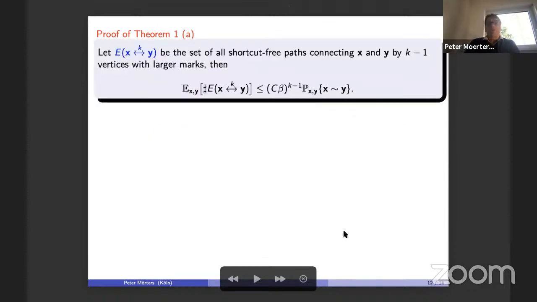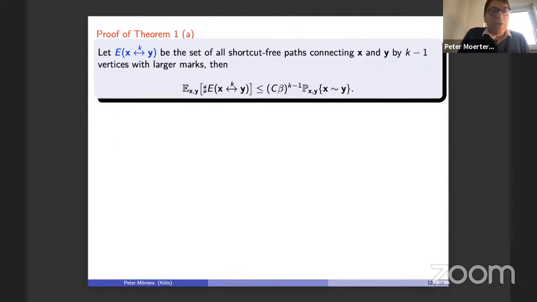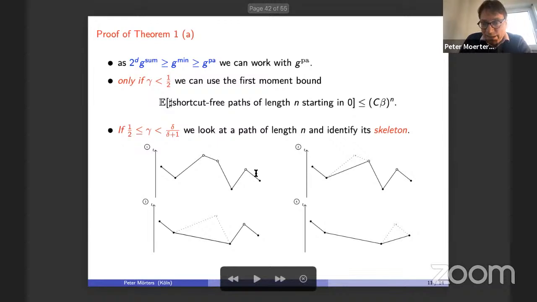And this is our crucial tool in the proof. So we look at the set of all shortcut-free paths connecting x and y by k-1 vertices, or k edges, that all have larger marks. Because they're in the skeleton, the path connecting two consecutive points of the skeleton, for example this one and this one, if you see my cursor, consists of vertices with larger mark.